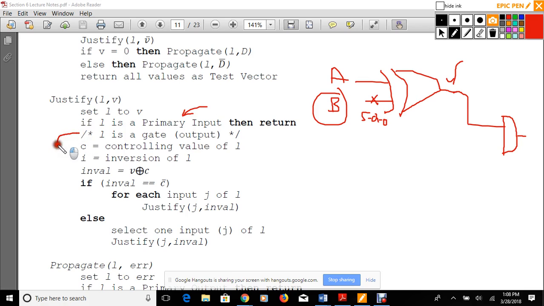So that means L is at a gate. That means we say that the controlling value C of L, and I is the inversion of L. So the controlling value, what does this mean? The controlling value of the gate, we know that the controlling value of AND is a 0, right? So if we put the stuck at fault on the output of this XOR gate, so this is stuck at 0, then this would be our L, right? This would be our line, and V would be 0, and that means V bar is 1.